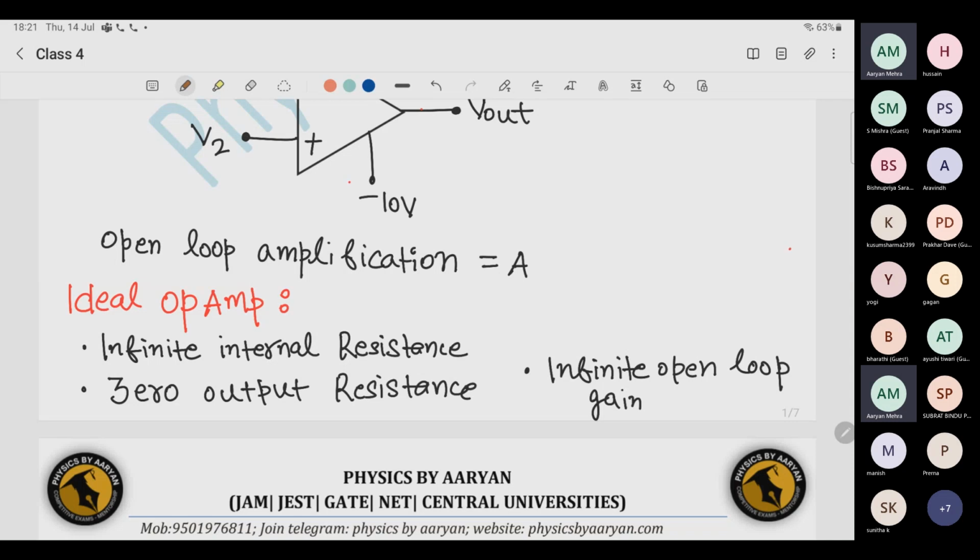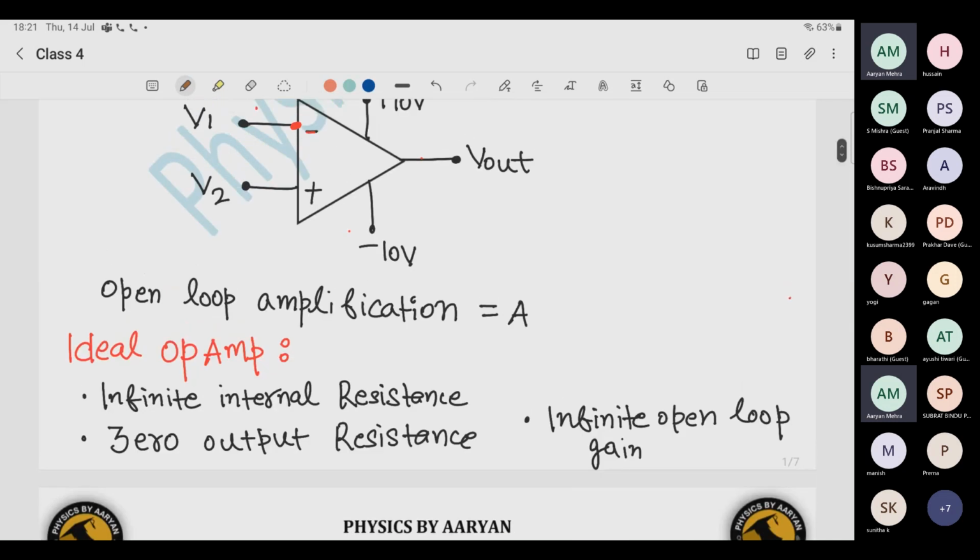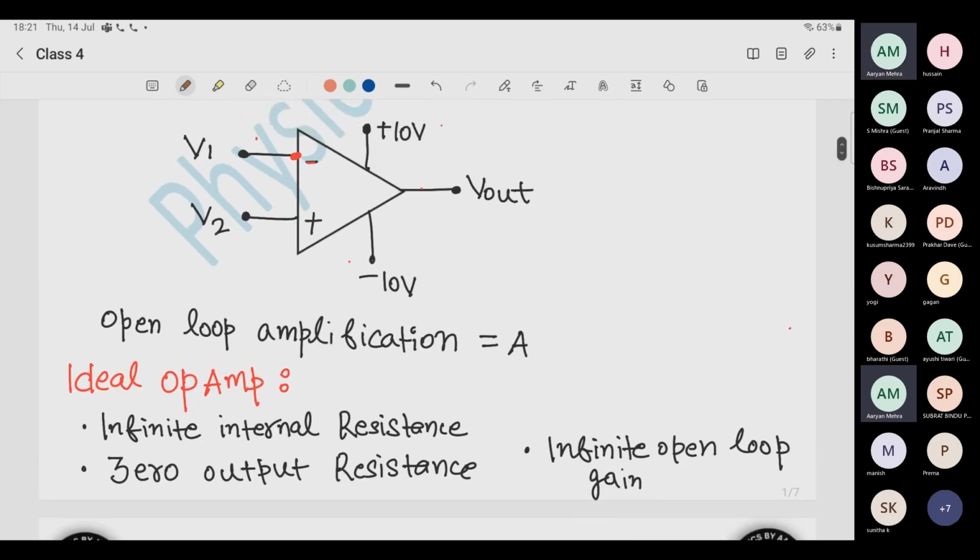So in ideal op-amps, there is one thing which you should note. That is that the input resistance of this op-amp is infinite. What do you mean by that? So for a second, I am just removing these symbols to explain to you. Let's imagine inside this op-amp, definitely there will be some circuit, and this circuit will be something like this. There will be some input resistance, there will be some output resistance, and there will be some circuit in between.